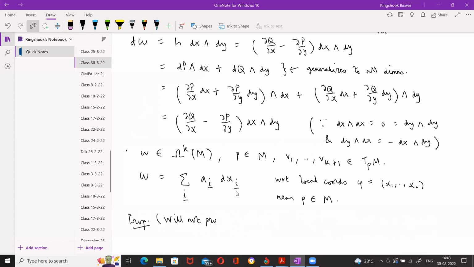It's similar to the calculation we did just now for 2 dimensions. Let C be a k plus 1 cube such that C0 is P and DC0 of EI is VI, I goes from 1 to k plus 1. Okay.